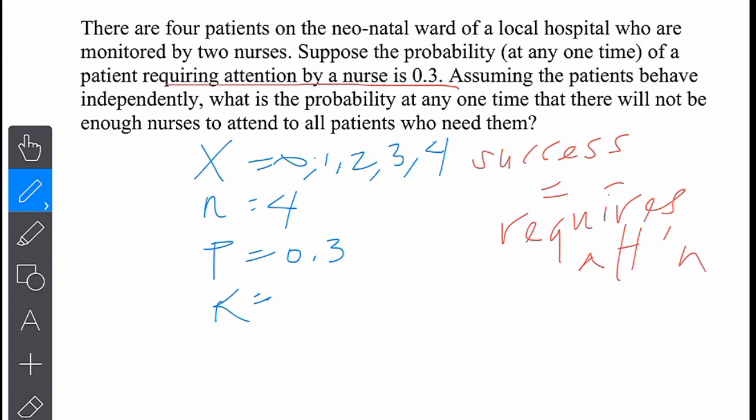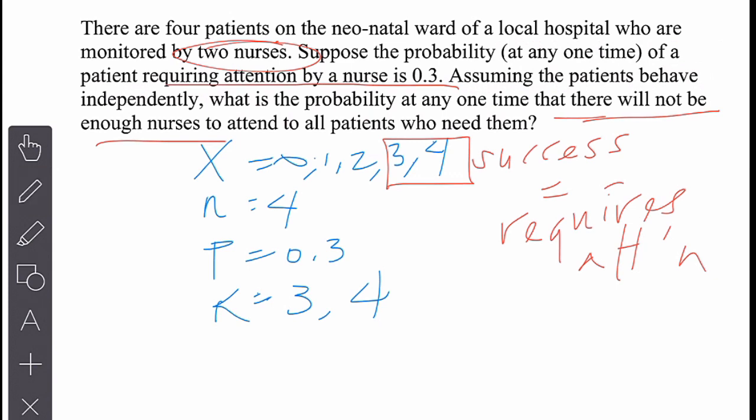And I'm interested in answering this question. So the last sentence gives me the problem. Assuming the patients behave independently, at any one time there will not be enough nurses. So there will not be enough nurses if, because there's only 2, that's the other important piece of information, more than 2 require attention. That is what I'm interested in. So 3 and 4, I need to calculate those probabilities. So let's get those and add those together.